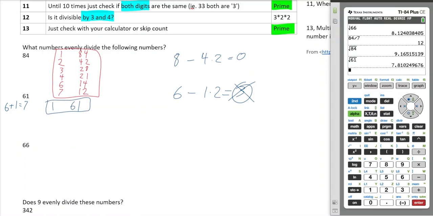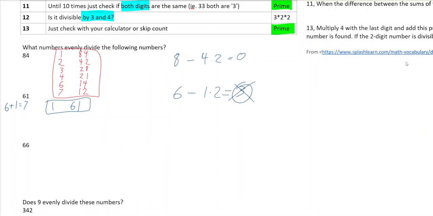And now we can say it's a prime number. We don't have to check every number ever. We just have to check until the square root of that number. So we don't have to even check 8 because it's more than the square root of that number. Okay, let's continue on. So that's just a prime number.